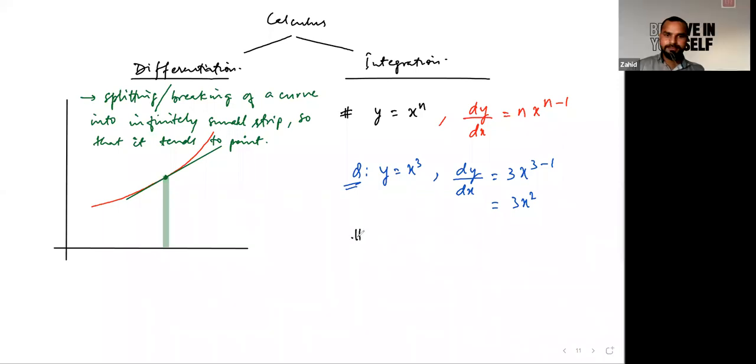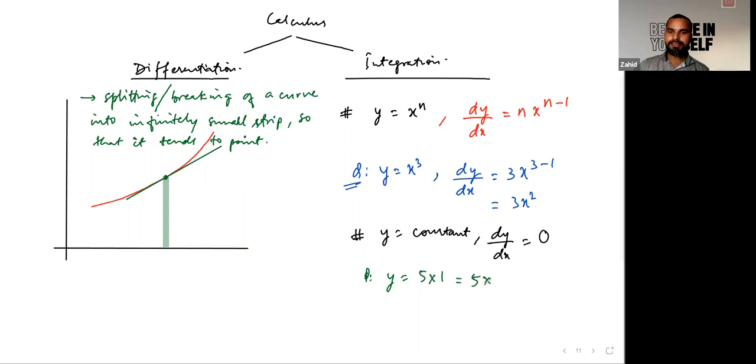The next formula is: if y equals any constant term, its differentiation dy/dx would be just zero. I'm explaining why. Let's say y equals 5. 5 is nothing but a constant term, and it is multiplied by 1. Now, 1 can be written in terms of x as x raised to 0. Is it clear?